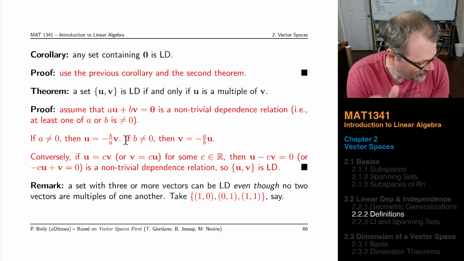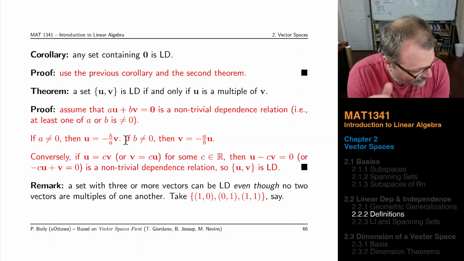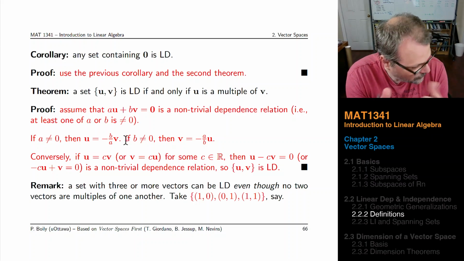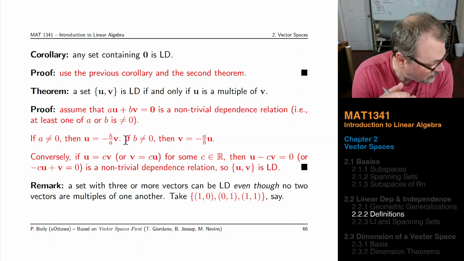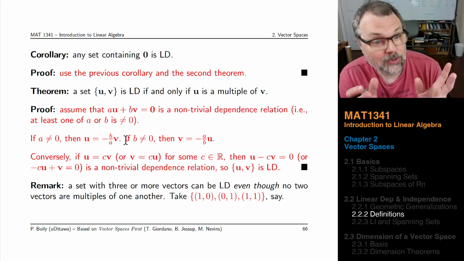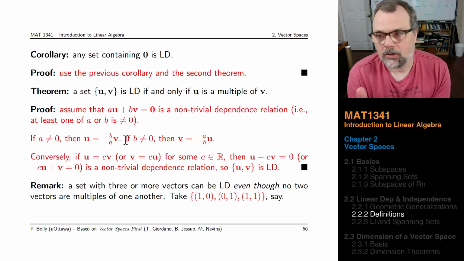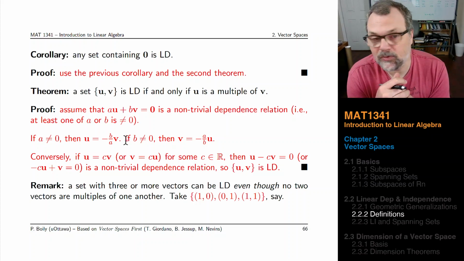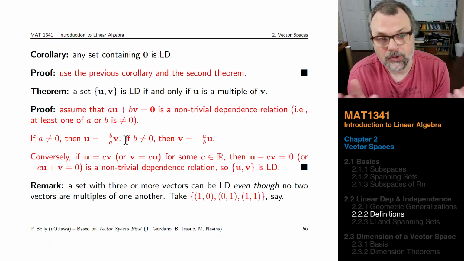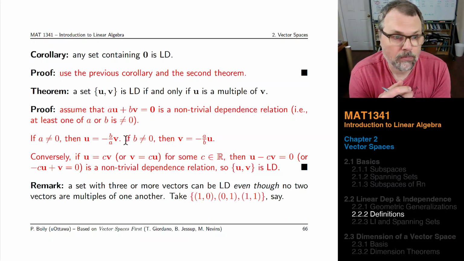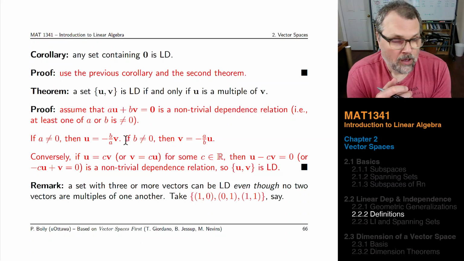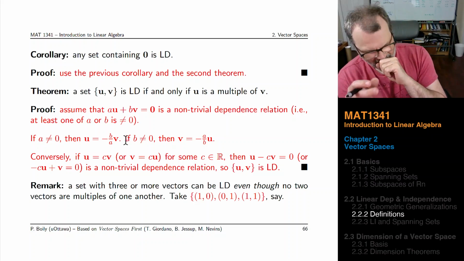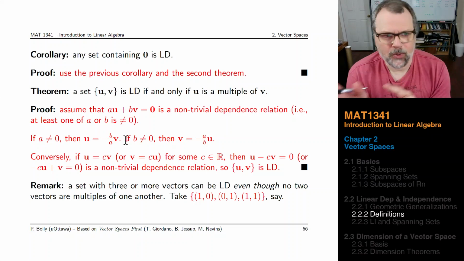So if A is different from 0, then I've shown what I wanted to show. If A was in fact equal to 0, then all right, but B cannot be equal to 0, and then you work through the same argument, and you can show that V is equal to minus A over B times U. And so U is a multiple of V as well. Okay, so that proves it, forgive me, proves it in one direction.